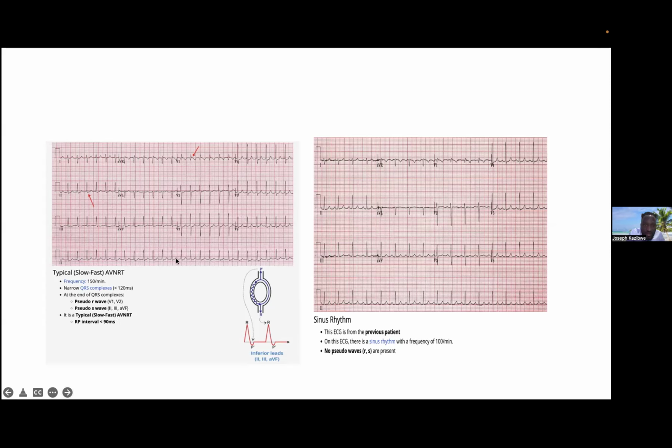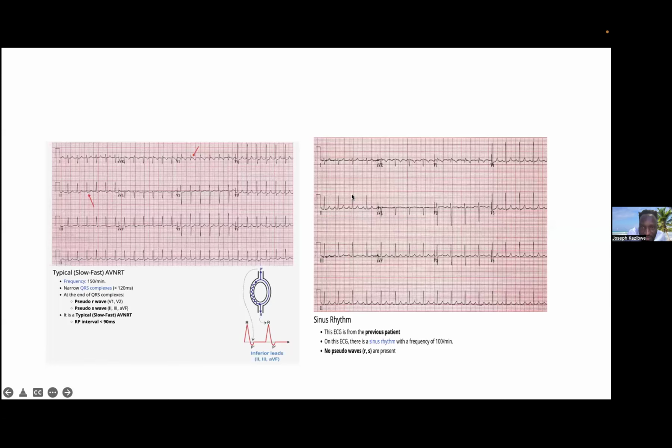And also there is what they call the RP interval. So we have the P, QRS, and the T wave. We have this as the PR interval, and from here, the R wave, to here, the P wave, we can call this the RP interval. So the RP interval means from the R wave to the P wave, and you can see it is typically very short.